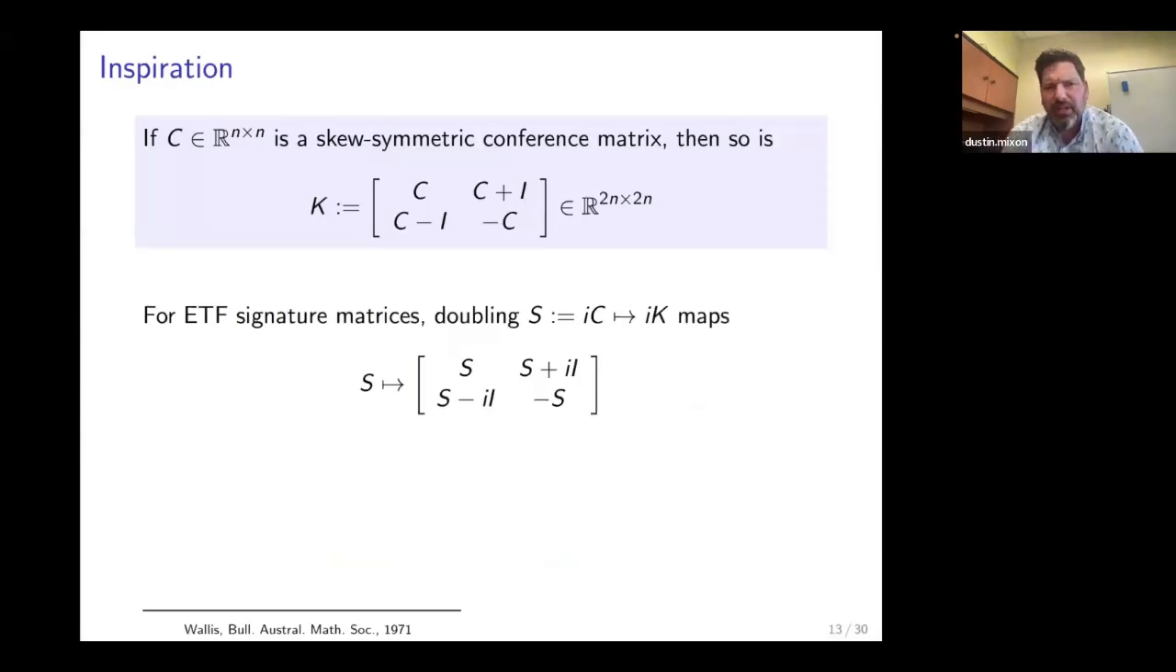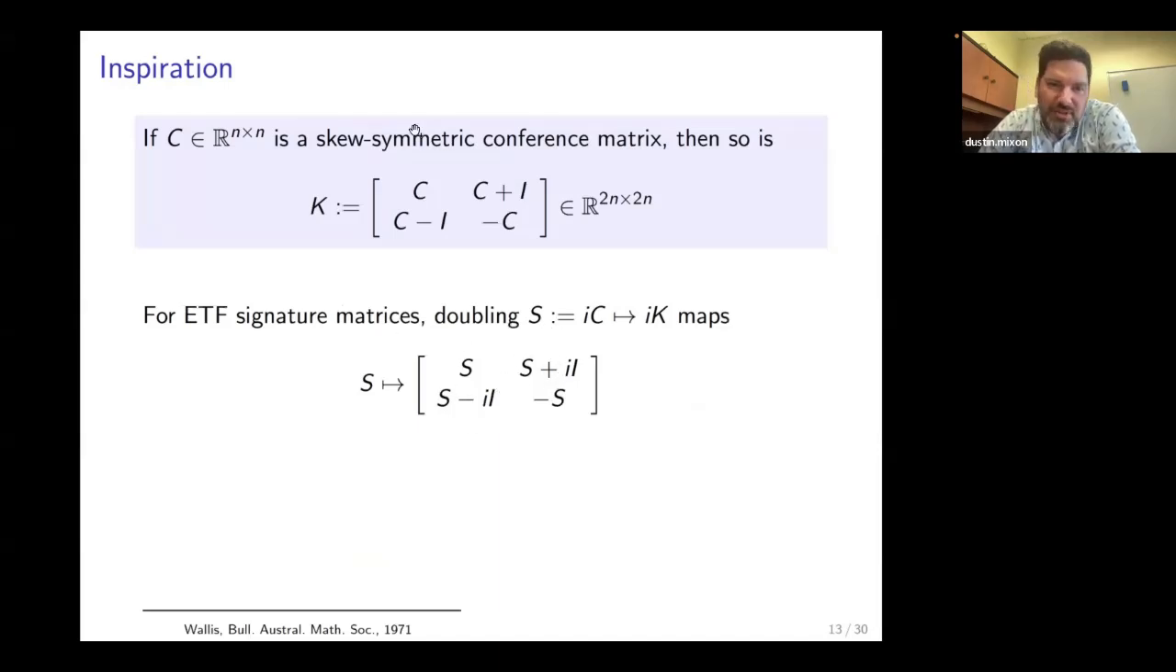Now, we're not terribly interested in skew symmetric conference matrices. We're actually interested in equiangular tight frames. And we can construct equiangular tight frames from skew symmetric conference matrices. So it makes sense to consider what is this doubling move, what does that do in the ETF land? So for the signature matrix, what you're doing is you're doing a similar doubling move.